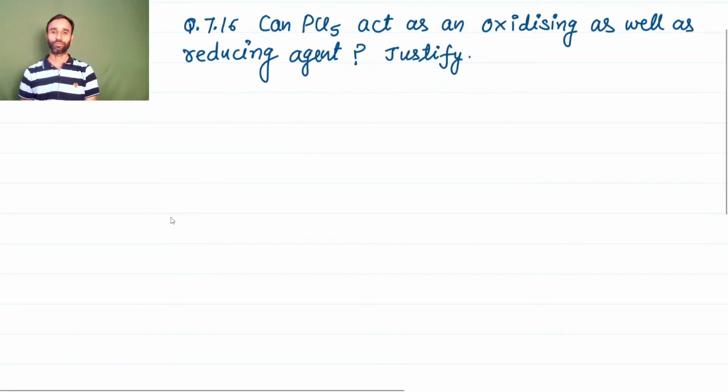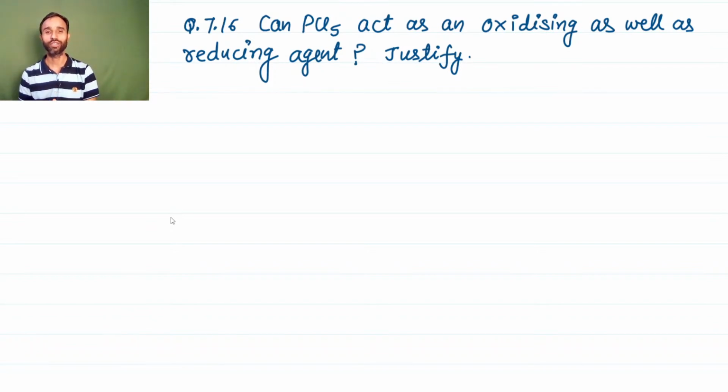Question number 16. Can PCl5 act as an oxidizing as well as reducing agent? Justify your statement. Yes, beta. Which one, beta? Can you repeat? Which one do you want me to repeat? Pradhan? Okay. Can PCl5 act as an oxidizing as well as reducing agent? Justify. We have to justify.